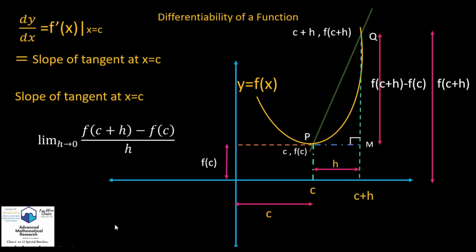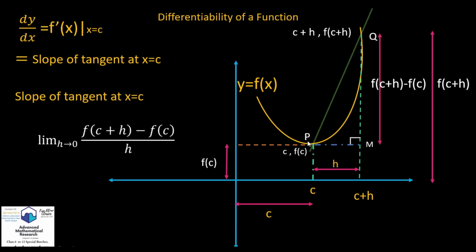Here we have been given a secant line PQ. The coordinate of P is c comma f of c, and the coordinate of Q is c plus h comma f of c plus h. Here we have formed a right angle triangle QPM, right angled at M.